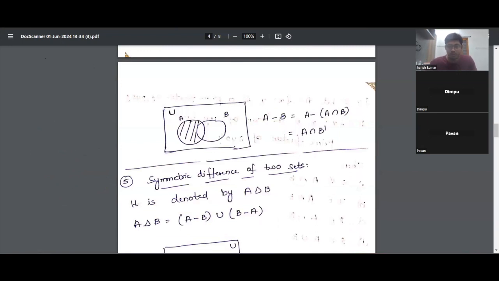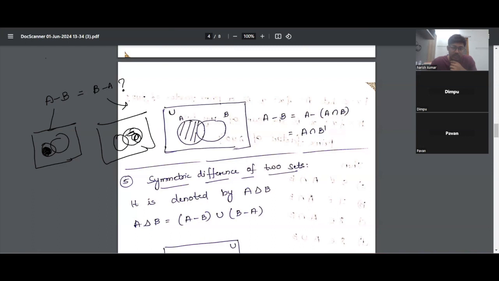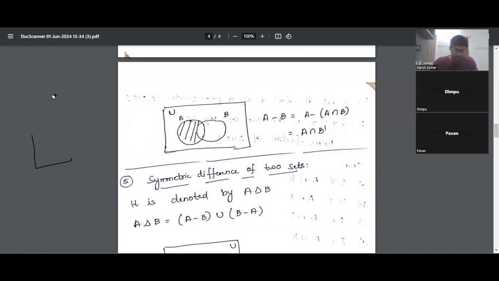Now, let me ask you a question. Is A minus B equal to B minus A? No, because what is A minus B? A minus B is this part. What is B minus A? B minus A is this part. These two can never be equal. So A minus B is not equal to B minus A. That's our conclusion.